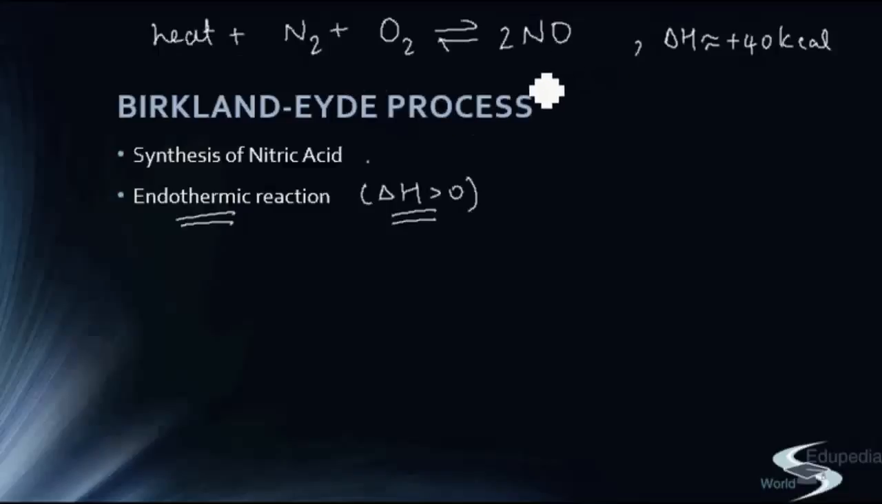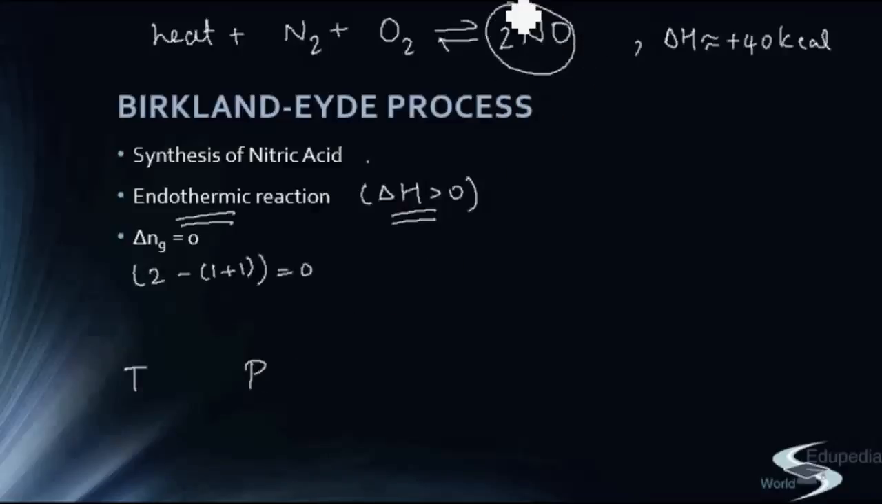Also, if you look at it, the delta Ng value is equal to 0 here. The stoichiometry of product is 2 and the stoichiometry of reactants is also 2, and hence delta Ng is equal to 0. So what kind of temperature and pressure will help me increase the yield of my product? This is my product NO, so that I can form more and more nitric acid.